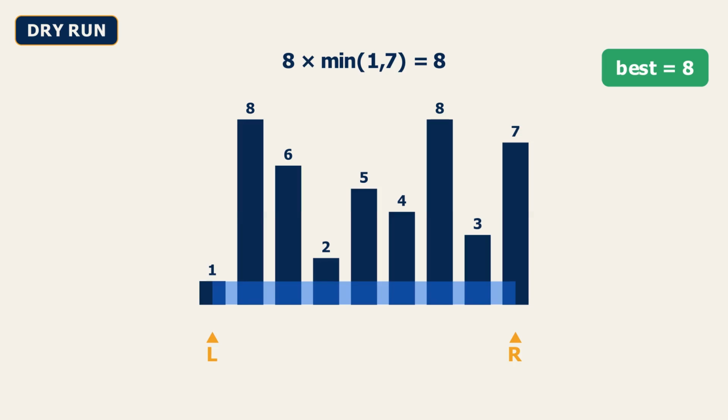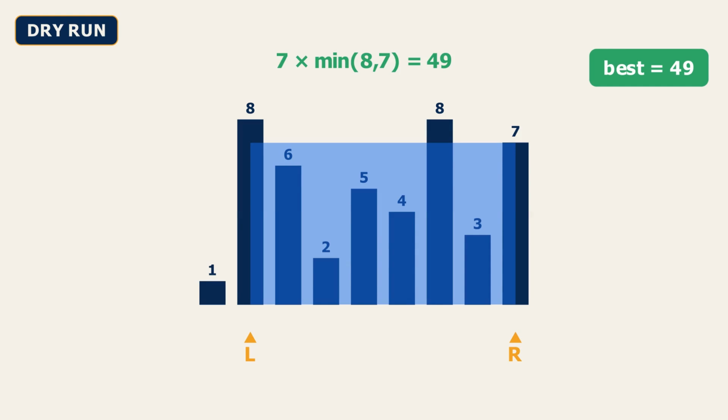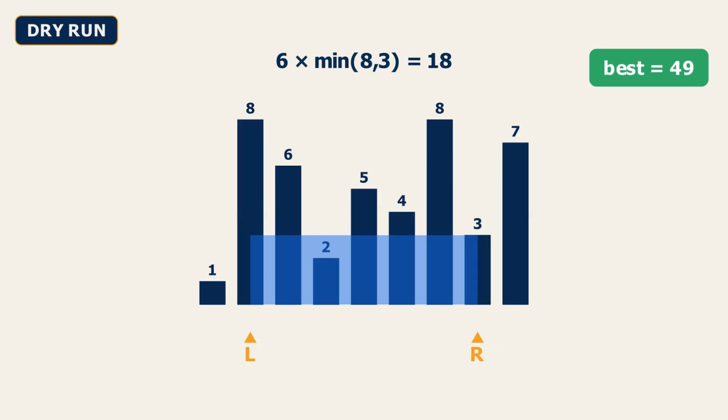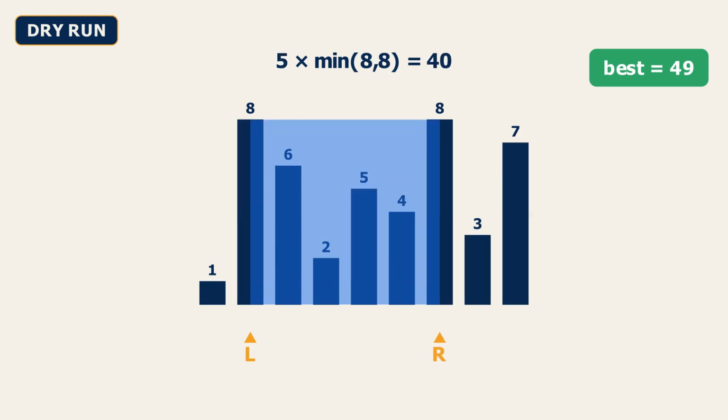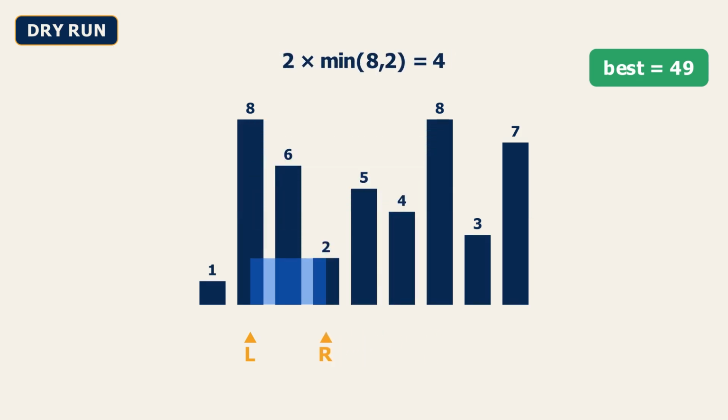Let's run it. Start wide. Area 8. The left wall is shorter, so move left in. Now the walls are 8 and 7, width 7, and that's 49. New best. This time the right wall is shorter, so move right in. Height 3, area 18. Smaller, but that's fine. We already saved 49. Move right again. And again. Watch what happens.